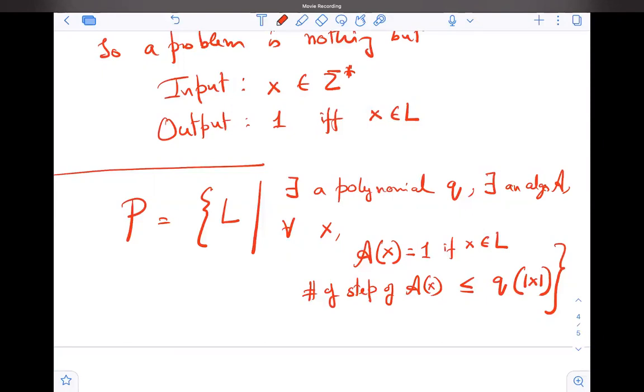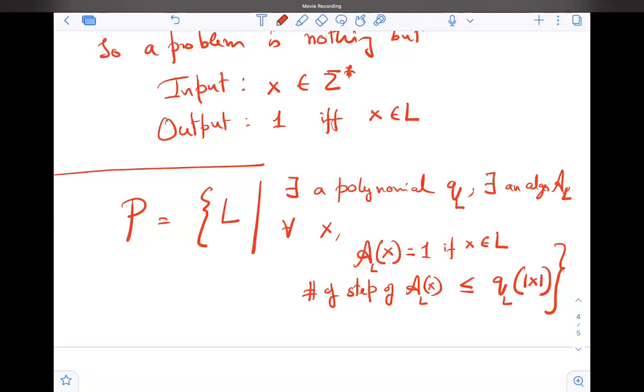Sir, this L is for only one problem, right? This is a set of all languages L. So the A, of course, depends on L. Q also depends on L, if you want to think of it. Is it fine? Let me scroll a bit up.